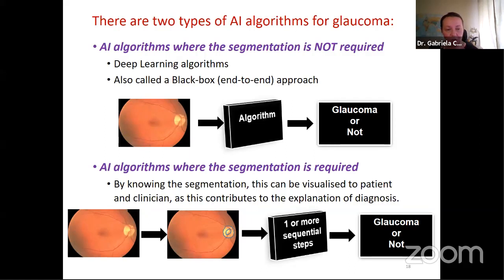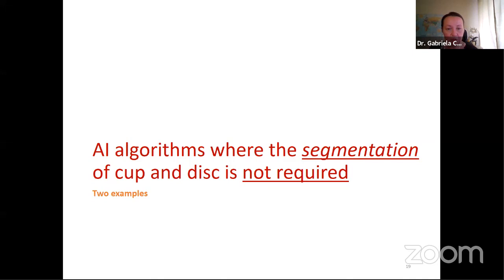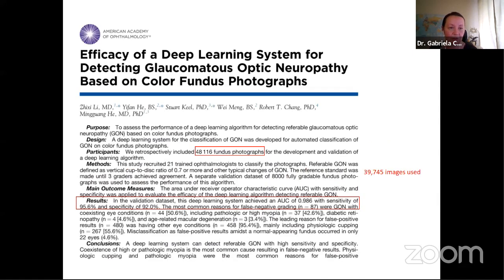So there is quite a large number of papers being published. It is a very intensive area of research as we speak. And the way to make some sense of all these papers, and the way I approach these papers, is to first figure out: do they do segmentation first or do they not? And then if they do segmentation first, how many steps are there and how is it done? So for the algorithms where segmentation is not required, I will just mention two examples.